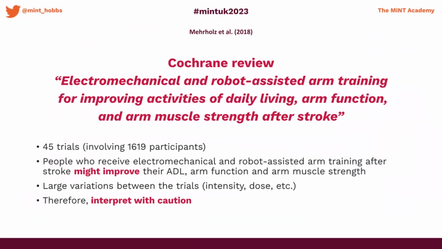Okay, the final study that I found, again, Cochrane Review 2018. So this was again robotic upper limb training to improve activity of daily living, arm function post-stroke. Quite a number of trials in this one. The previous studies had smaller numbers. This was quite a high number of trials, 45 in there. And this highlighted that people who received robotic assisted arm training after stroke might improve the ADLs, arm function and muscle strength. So, yeah, I guess no sort of firm confirmation there that this would work.